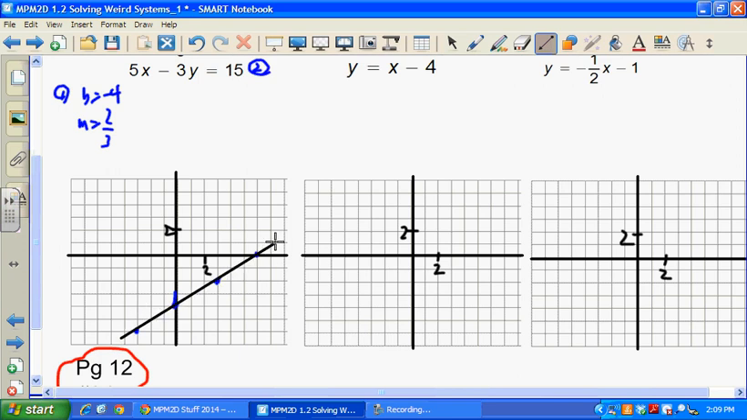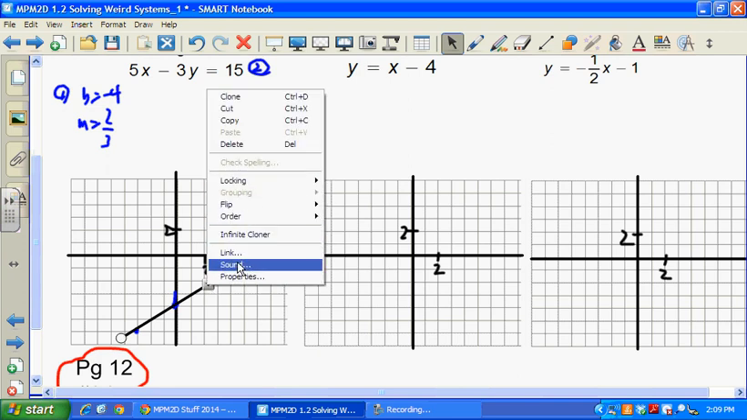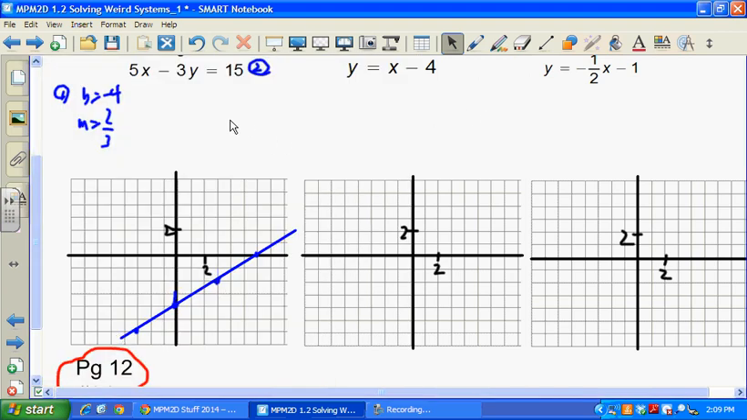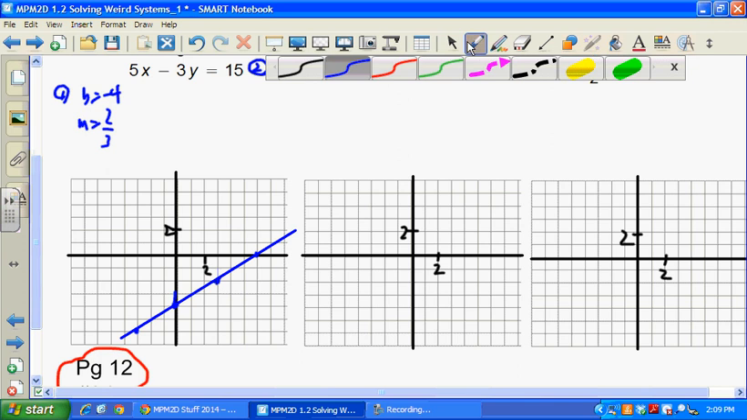Nothing particularly weird about that one. Looks fine and dandy. But maybe something weird happens with the second one. I'm going to change the color of this so it's blue. There, beautiful. The second one is blue.